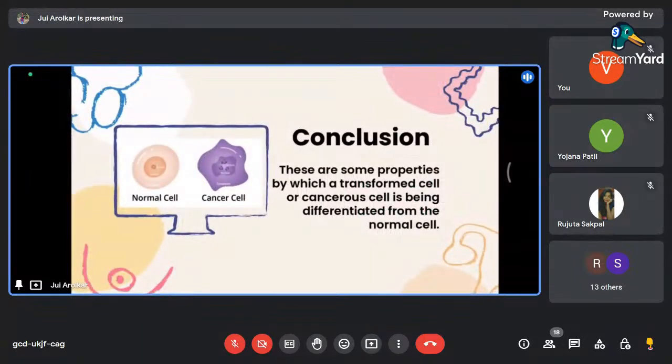So the conclusion is this. These were some properties by which a transformed cell and cancerous cell can be differentiated from normal cell.